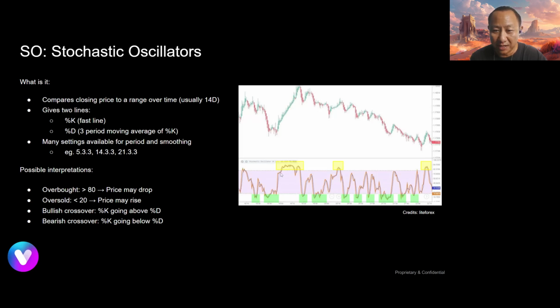And there are two lines for the stochastic oscillator. There's the K line, which they call the fast line. There's a D line, which is usually a 3-period moving average of the K line. And there are many settings available for stochastic oscillators. So you can use commonly 14-3-3, 21-3-3 for volatile markets, or if you're looking at a token or a stock that's more stable, it could be a 5-3-3. So those are some settings available for a stochastic oscillator indicator.